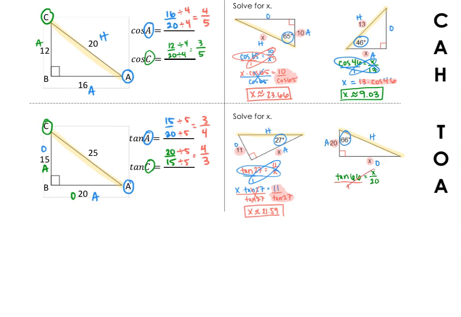Cross multiply, starting with the x times 1, which is just x. And then we have 20 times tan of 66. Since x is by itself, go ahead and just put this in your calculator: 20 times tan of 66. Rounding to 2 decimals, you should get x is about 44.92. And then you're done.